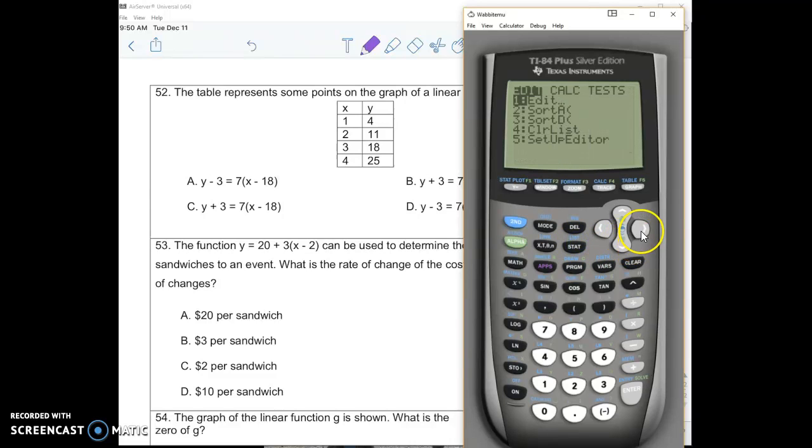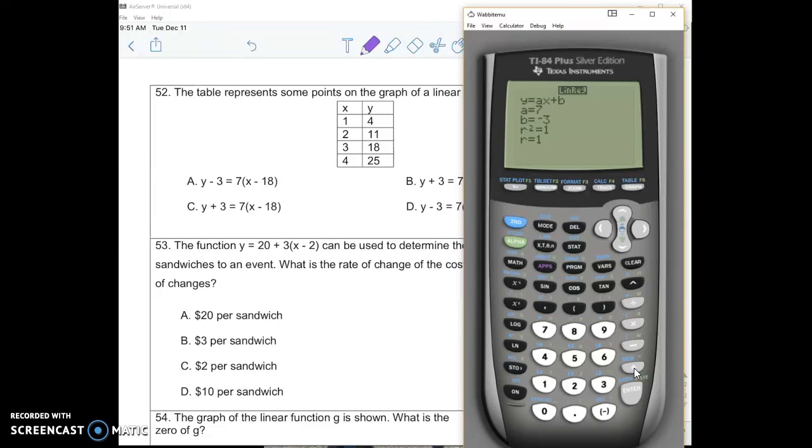I go back to Stat, Calc, number 4, all the way down to Calculate. And I get that my slope is 7, and my y-intercept is -3.